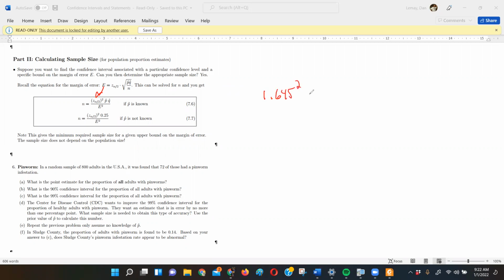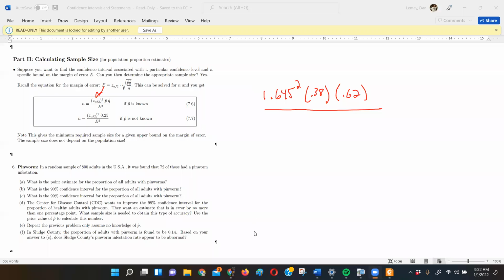So I'm going to do 1.645 and square it. And then I use the old estimate of p hat, and that was 38%, so 0.38. And then q is 1 minus p hat, so that's going to be 0.62. I did 1 minus 0.38. Those don't get squared. Over the margin of error squared. And I think it said 1%. Well, I want to be within 1%, right?